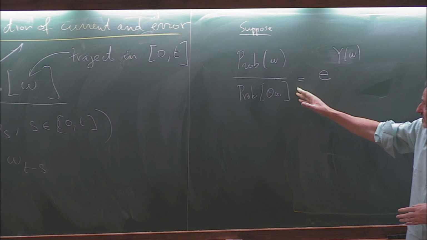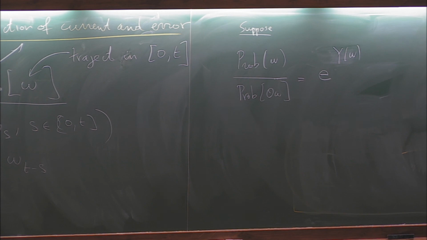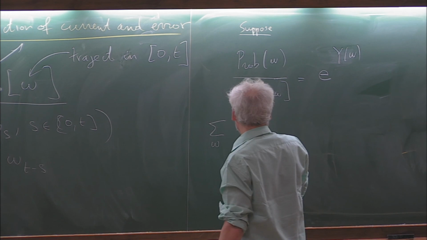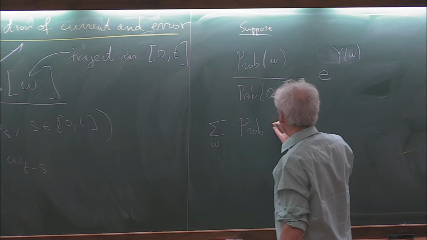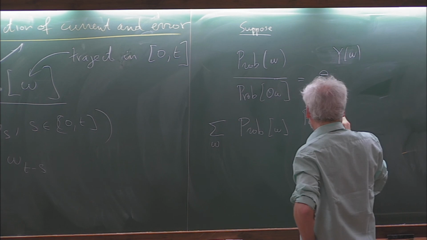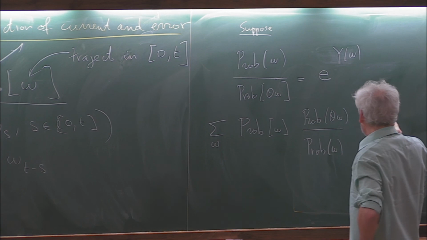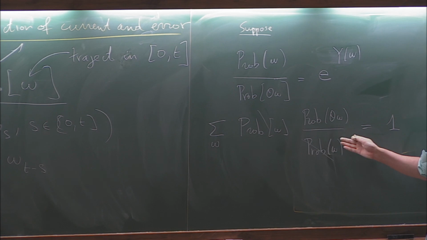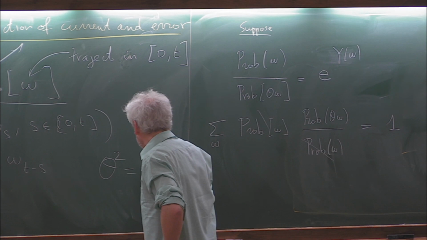And let me just write this. But you know, something is true about this thing, no? Suppose I sum over all trajectories. No complaints, okay? So then I continue, and I take the probability of omega, times the probability of theta omega divided by the probability of omega. That seems to be one, right? Because I can just cancel these two probabilities and I just get the sum of the probability of theta omega. Theta is an involution, right? Theta squared is equal to one, the identity. So that is equal to one.